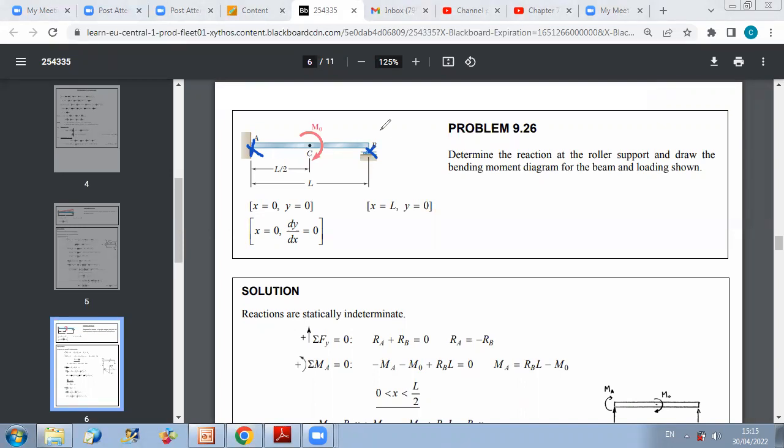Now to start with, here we have 2 sections. We have one between A and C and one between C and B. Okay. If we consider first the first section, for X between 0 and L over 2. And the second section will be between L over 2 and L.